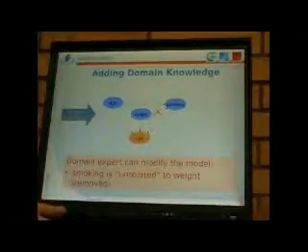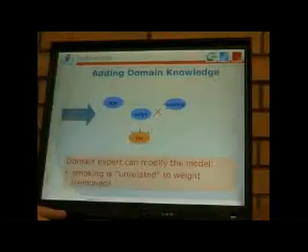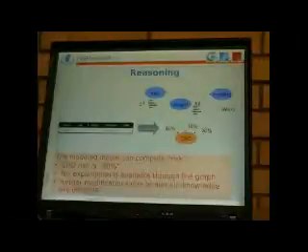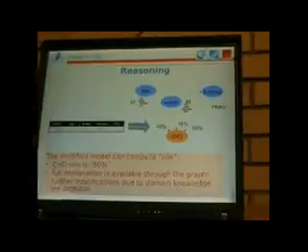So, first step was to train the learning. Next step was to add domain knowledge. Now, the third step is to actually use the model to do something useful.